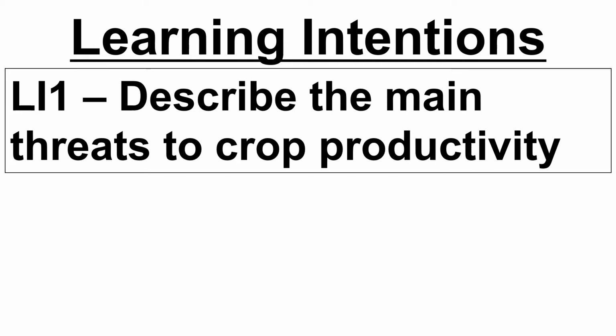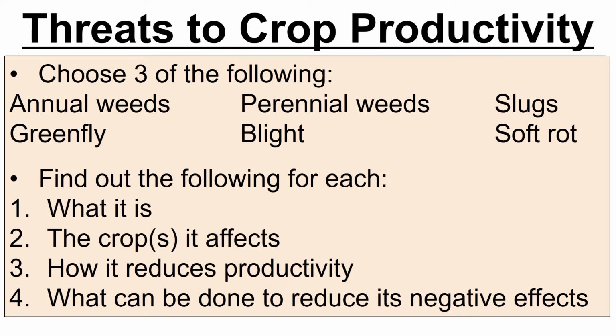So, first of all, you need to be able to describe the main threats to crop productivity. To begin with, this is just set up as a little research activity. So what I'd like you to do is choose three of the following: annual weeds, perennial weeds, slugs, green fly, blight, and soft rot. And then spend maybe 30 minutes, three quarters of an hour for each one.